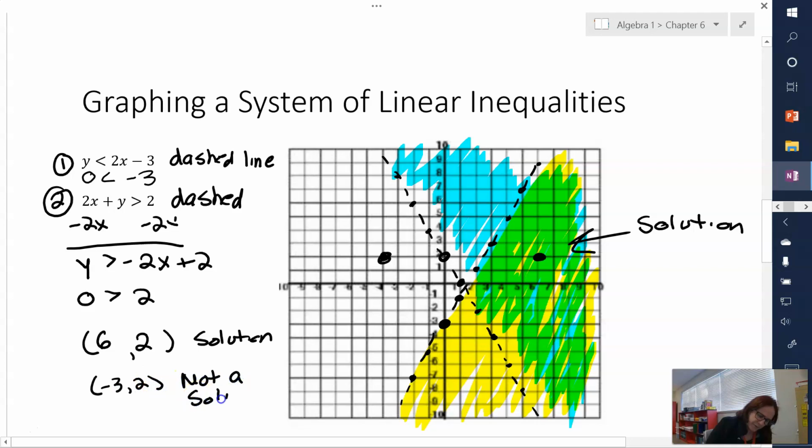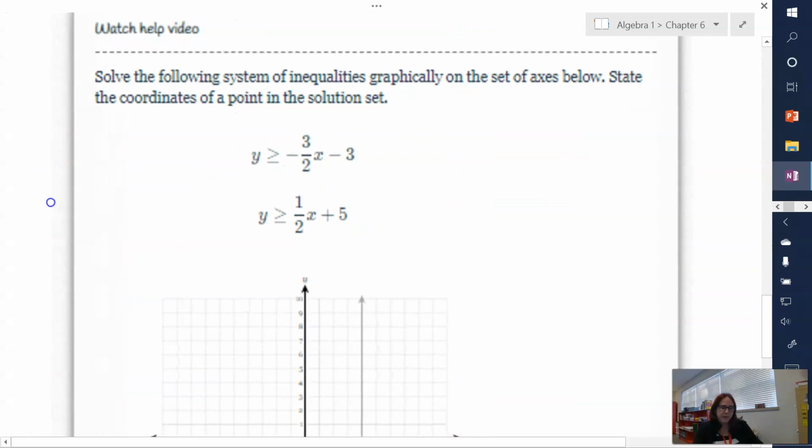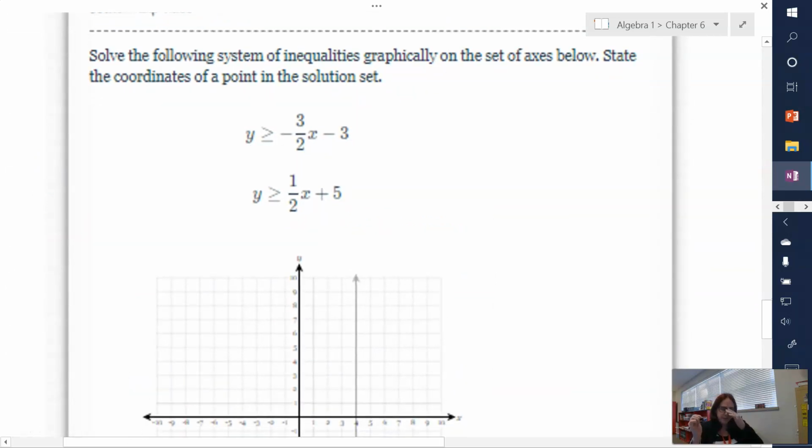Not a solution. So that's how you do these by hand. Let's do one on Delta Math. So here I have this set up from Delta Math.